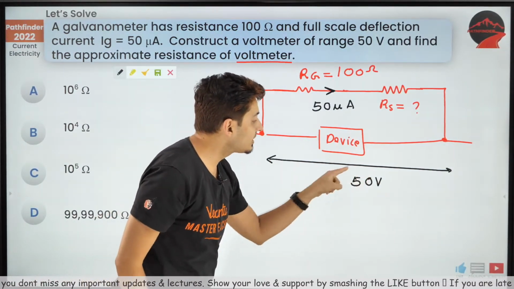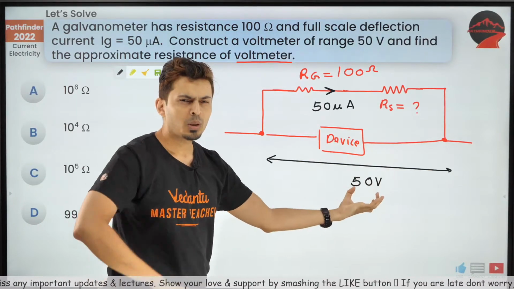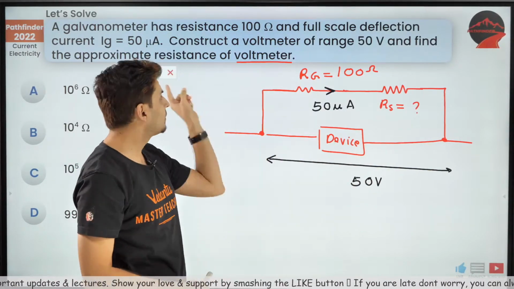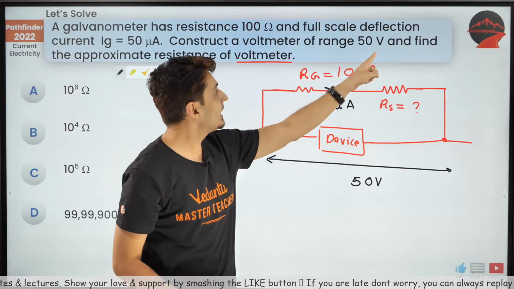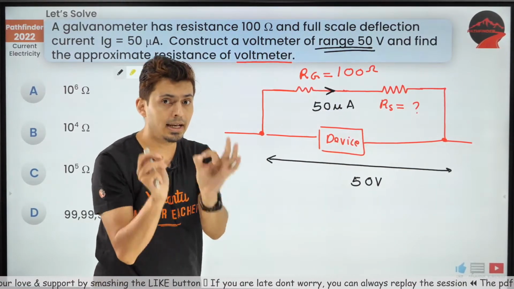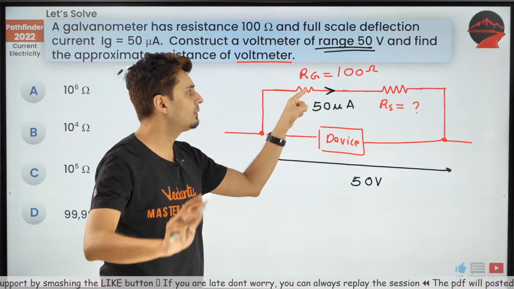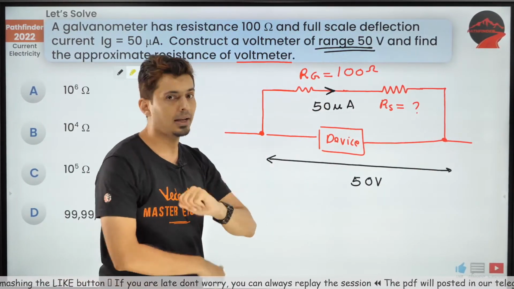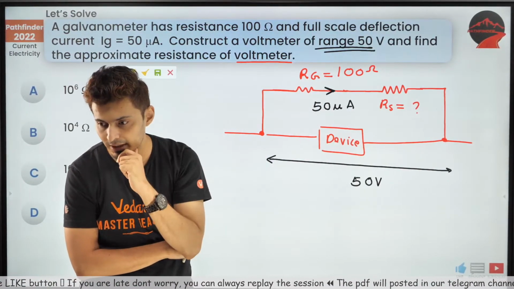This is the maximum reading of the voltmeter. When the maximum reading is measured, because the range of the voltmeter is 50 volts, the maximum current will be flowing through the galvanometer, which is 50 microamperes. Everybody clear till this point?